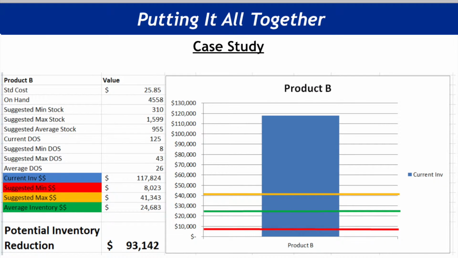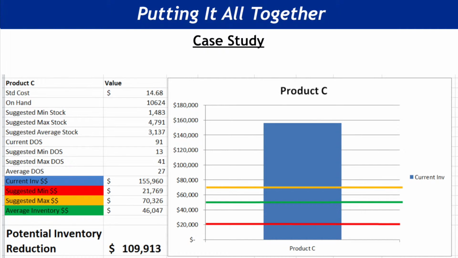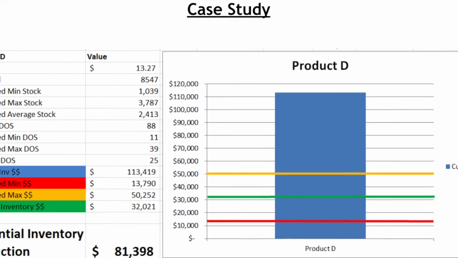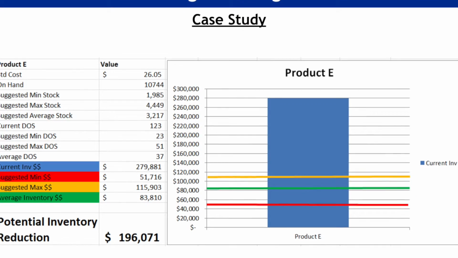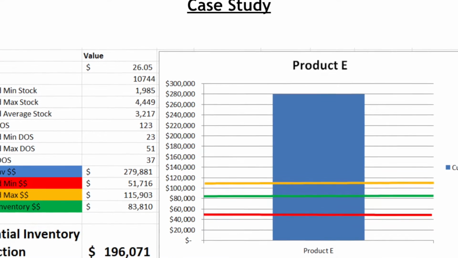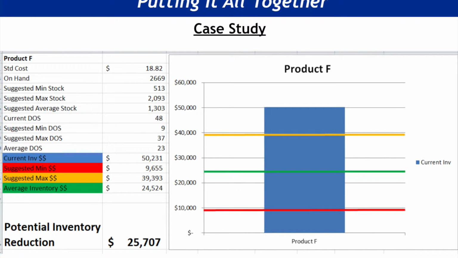$93,000 on SKU B. $109,000 on SKU C. Product D, $81,000, and product E, $196,000. He didn't have a lot of demand variability on his items. And even if we talk about bringing in the container optimization portion of this exercise, there's huge potential savings here by applying the science of what your inventory should be. Product F was $25,000.